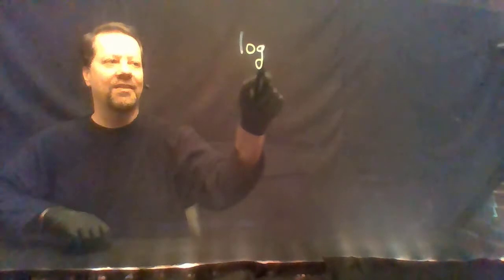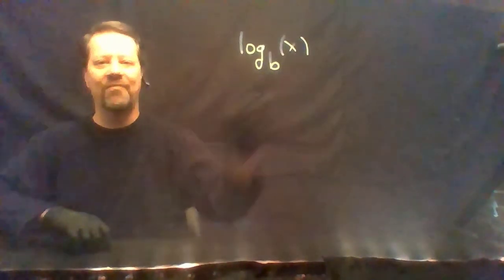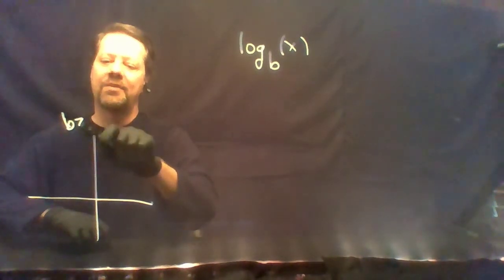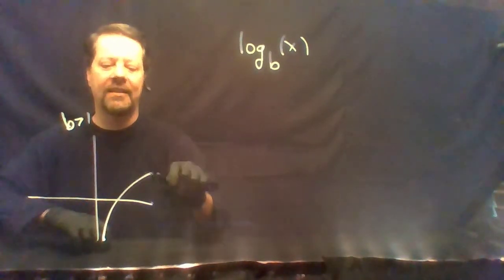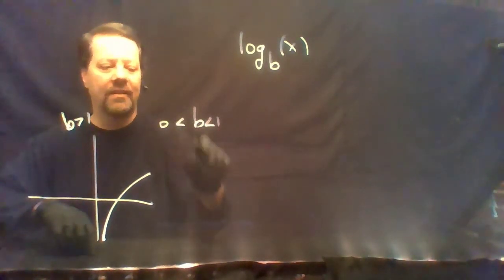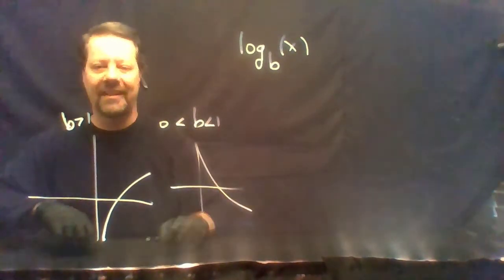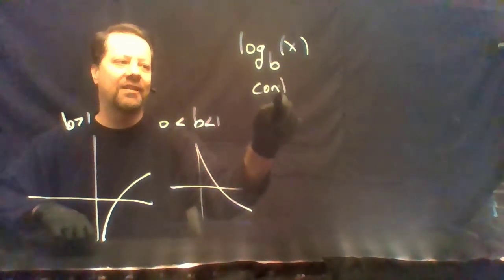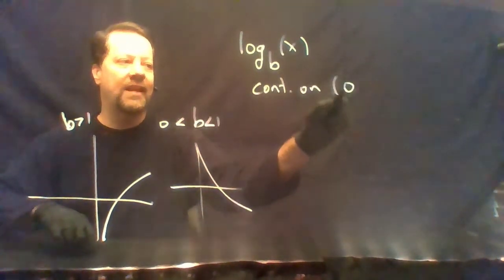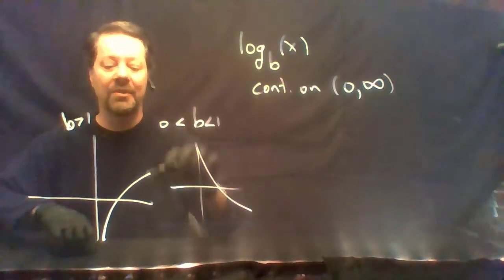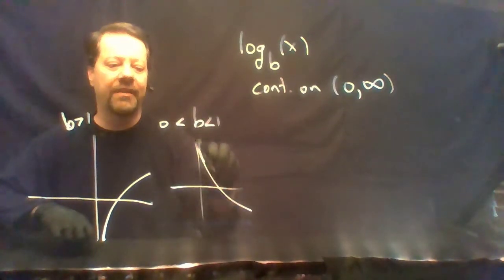What about log base b? Again, if b is bigger than 1, the log looks like this. And if b is between 0 and 1, the log looks like this. Either way, these are continuous on the set from 0 to infinity, not including 0, because those are the locations of a vertical asymptote.